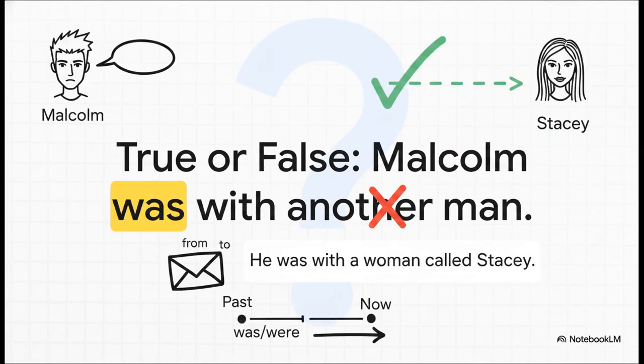Let's do one last reading question. True or false? Her friend Malcolm was with another man. If you remember the end of her email and that little bit of juicy gossip, this is false. She specifically noted he was with a woman called Stacy. Awesome job tracking those past tense details.